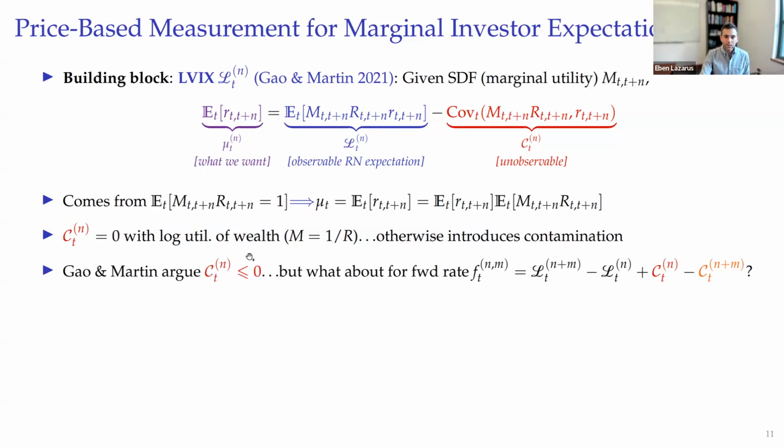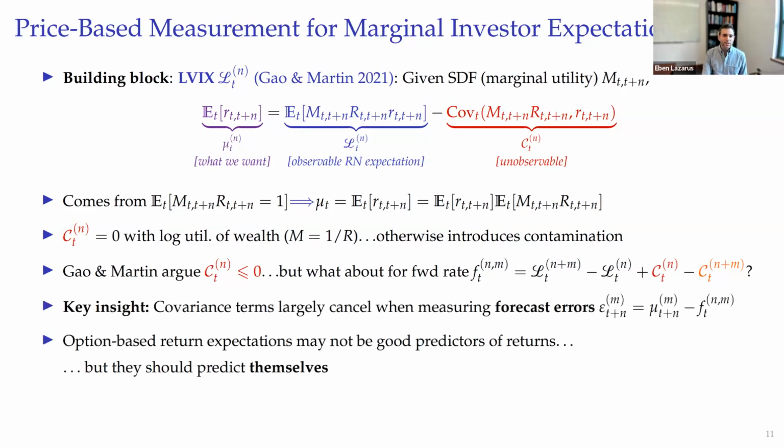So I think that's a good starting point, but it's not going to be particularly useful in our context. If we're interested in forward return expectations or forward rates, then we have to difference. And so we end up with this difference between covariance terms at different horizons. I don't know which one should be bigger, whether the difference is time varying, how time varying it should be. And our argument is that, in fact, we can circumvent that issue.